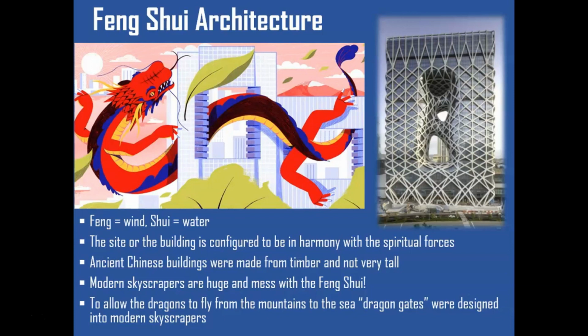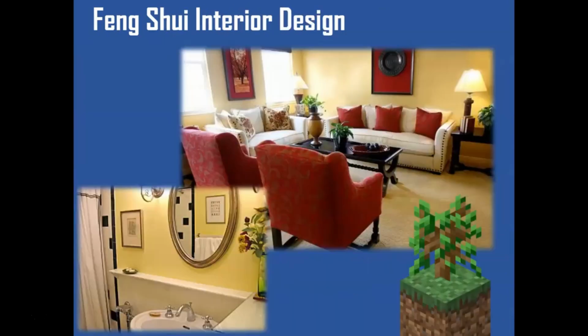So in China, the belief is that the dragons, again, symbols of protection and wealth and prosperity, live in the mountains, but then they need to fly down to the sea. And these tall buildings obstruct their path from getting from the mountain to the sea. And so what they have done in the skyscraper architecture of many buildings is incorporated these dragon gates that allow the dragons to essentially fly through the buildings and not be impeded by the architecture. So it's essentially related to the feng shui, or the harmony with the spiritual forces. So that's how you might incorporate that into the exterior of your building designs.